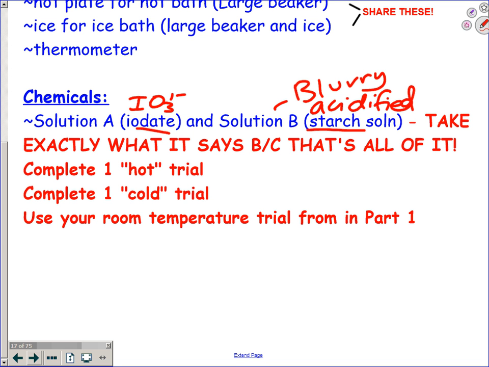And as it states in the lab, you're going to have a hot trial and a cold trial. Your last, the third trial, will just be the first one that you took, which would be at room temperature, which is about 25 degrees Celsius. So I've given you a lot of information. Any questions right now? You can ask me stuff in the lab.